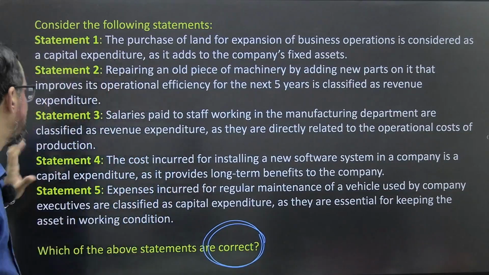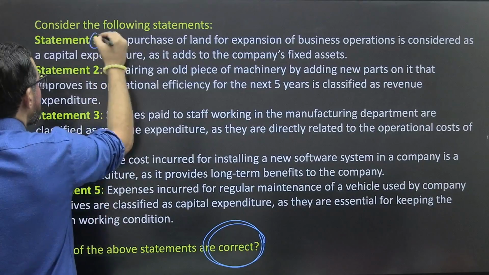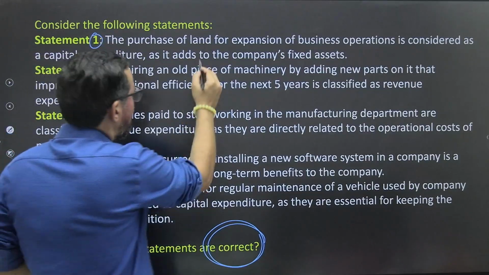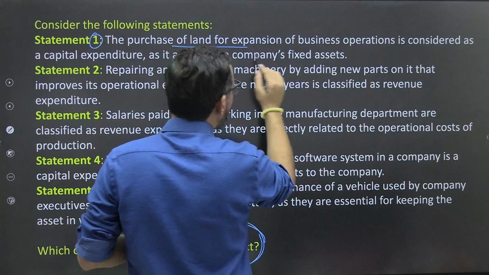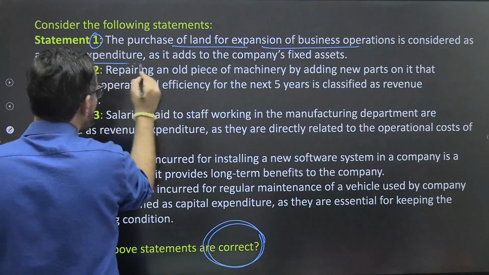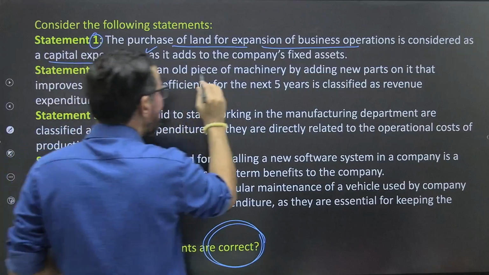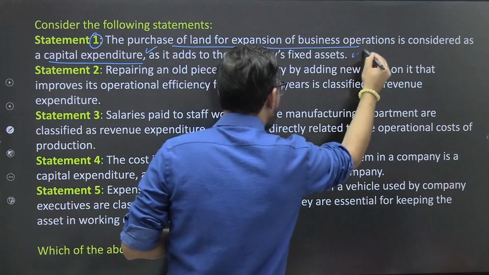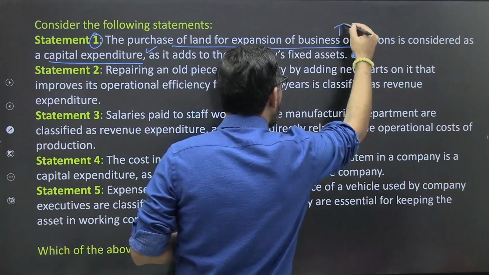So first, statement 1. What is statement 1 saying? Purchase of land for expansion of business operation is considered as capital expenditure, which is true, as it adds to the company's fixed assets. So the first statement is true, right?